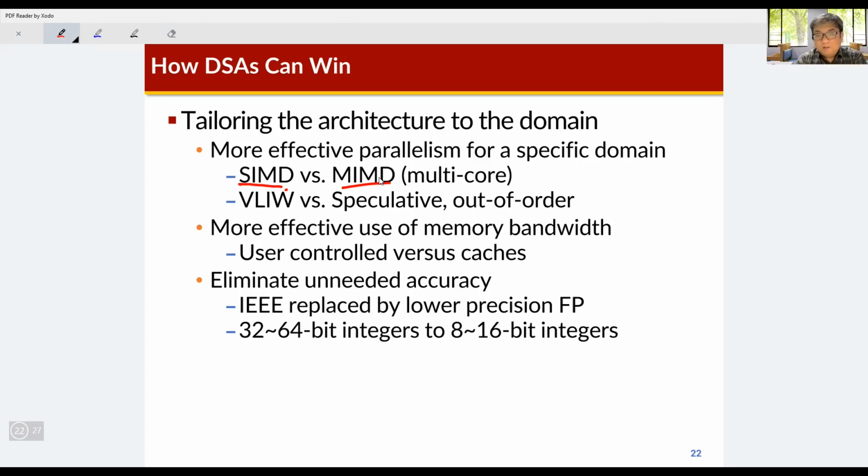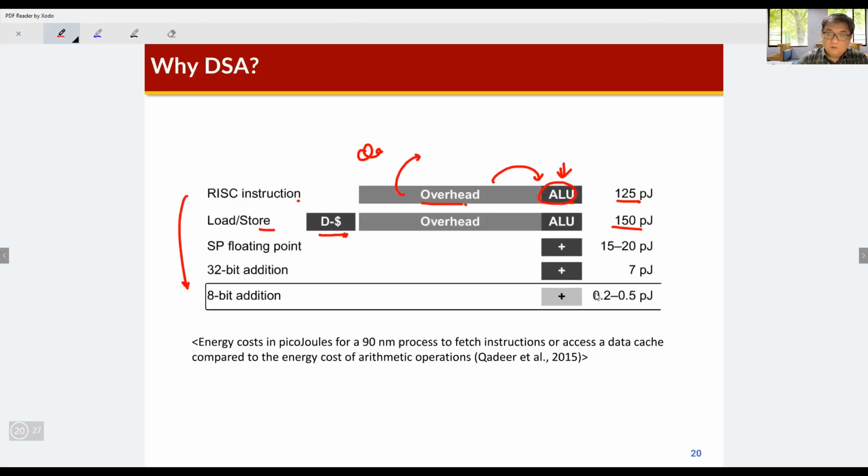And then we can eliminate the unnecessary accuracy. So we can reduce the bit resolution of the data. So for example, like this. As you can see, if we reduce the bit resolution of the data, we can save energy very much.